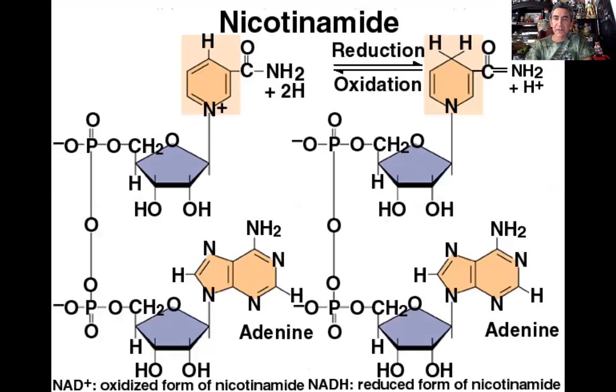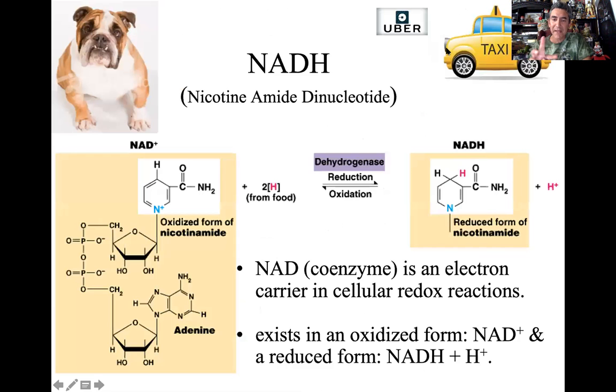It can shift between the NAD plus to the left and NADH to the right. NAD plus, NADH, NAD plus, NADH. It just goes back and forth, picking up electrons, transporting electrons. So NAD plus has a very strong affinity for electrons.